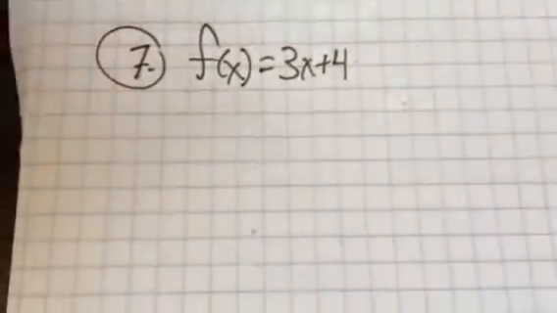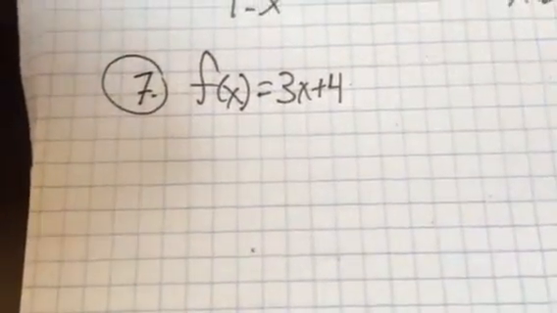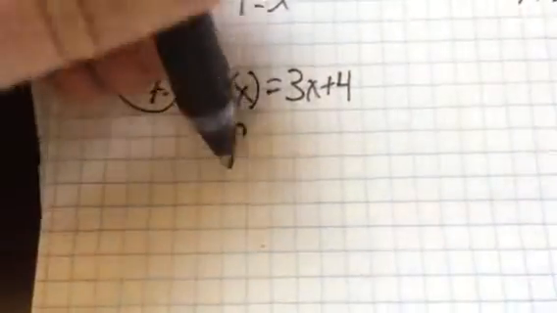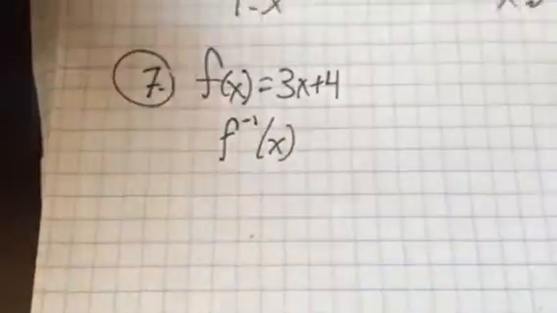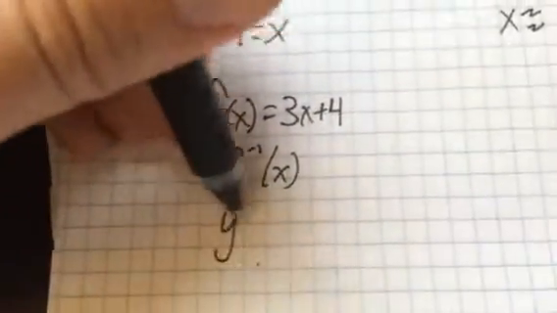It's Math 99 practice test 3, problem number 7. We are supposed to find the inverse. We're supposed to find f inverse of this function. So I'm just going to run it through the process. Let this be y.